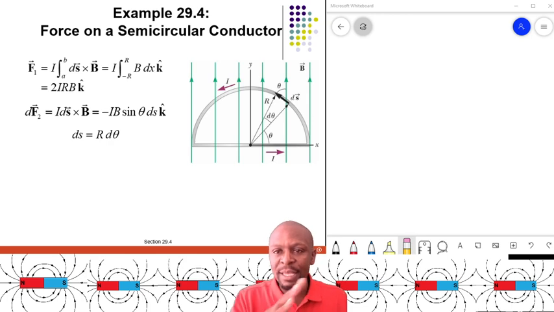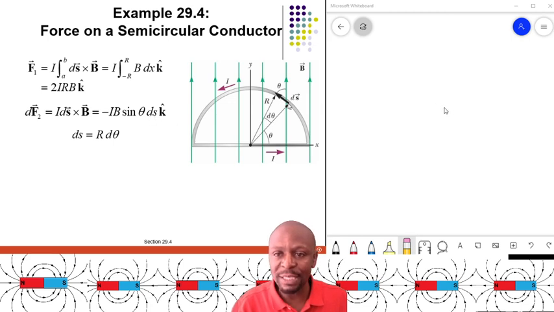DS cross B, the shortest distance from DS to B is just into the board. Now, if I've taken the one out of the board as positive, the one into the board must be negative. That is why you are seeing this minus sign here. But ds cross b is just the magnitude of ds and the magnitude of b, the sine of the angle between them. But what is ds?